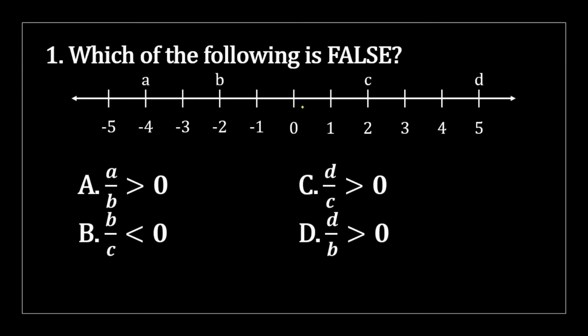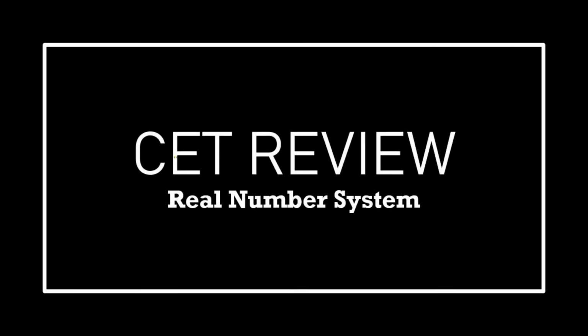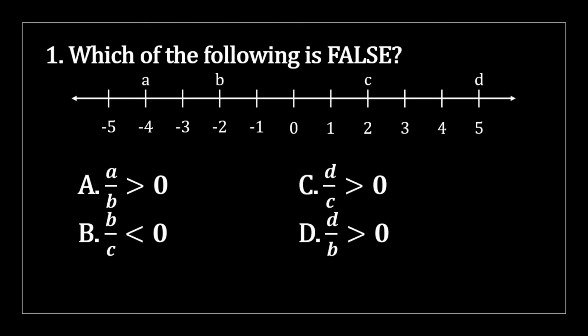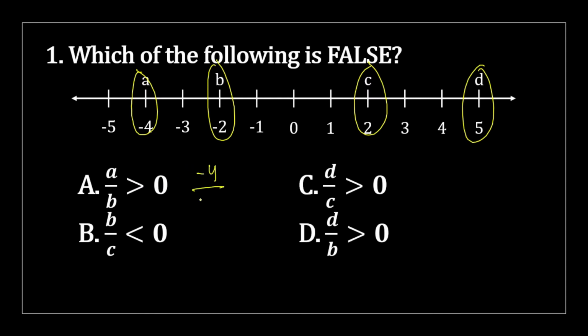For question number 1, which of the following is false? So let's consider the argument. A is equal to negative 4, B is equal to negative 2, C is equal to 2, and D is equal to 5. Let's check each choice. So letter A, negative 4 divided by negative 2, and that is 2. So 2 is greater than 0, and that is correct.